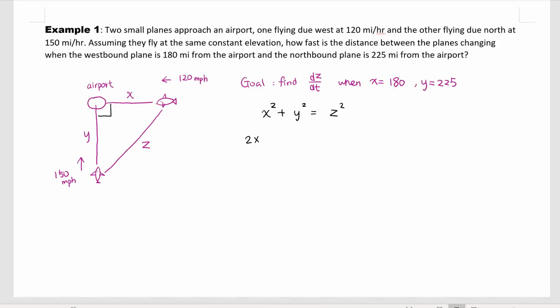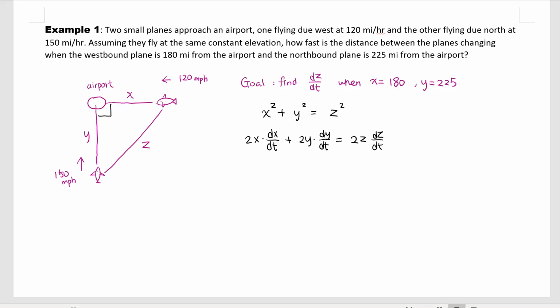But here, because we're taking the derivative with respect to time, for all the variables, no matter x or y or z or a or v, after we finish, we are using the chain rule. So we have to multiply by d of the variable over dt. So 2x, after we finish differentiating that, multiply by dx/dt. And then here is 2y times dy/dt. The derivative of z squared is 2z dz/dt.